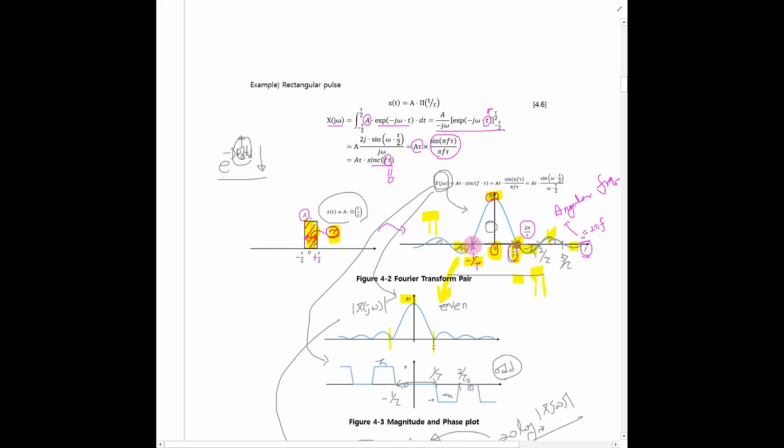The first null occurs at 1 over tau or minus 1 over tau, and the DC component corresponds to the area of this pulse. And every integer multiple of 1 over tau becomes 0. Okay, the negative side is the same. Integer multiples of this are 0, and 0 and 0. This one also 0, 0, 0, like that.